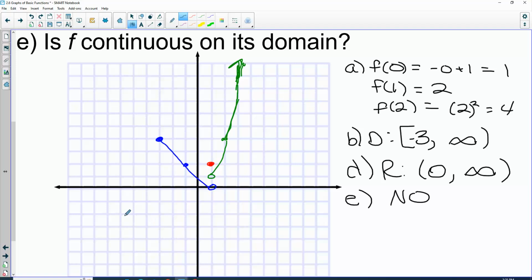Is this graph continuous? No, we have breaks in it. Now we could give intervals. We could say it's continuous from -3 to 1 and from 1 to infinity. But overall, this is not a continuous function.